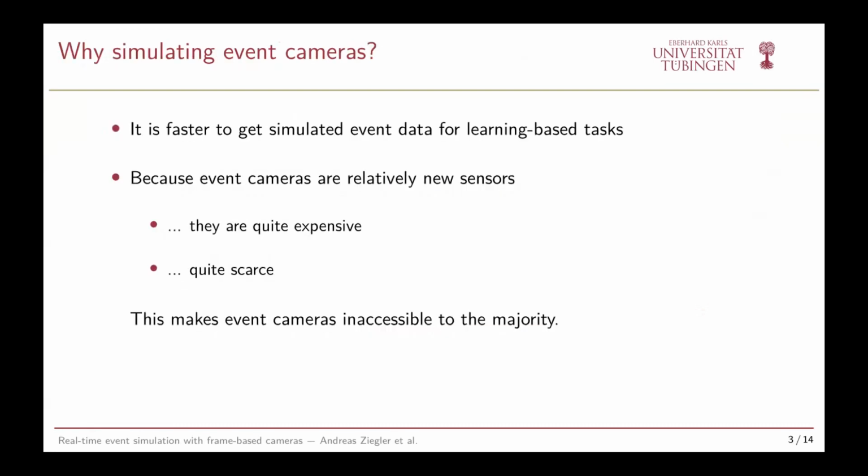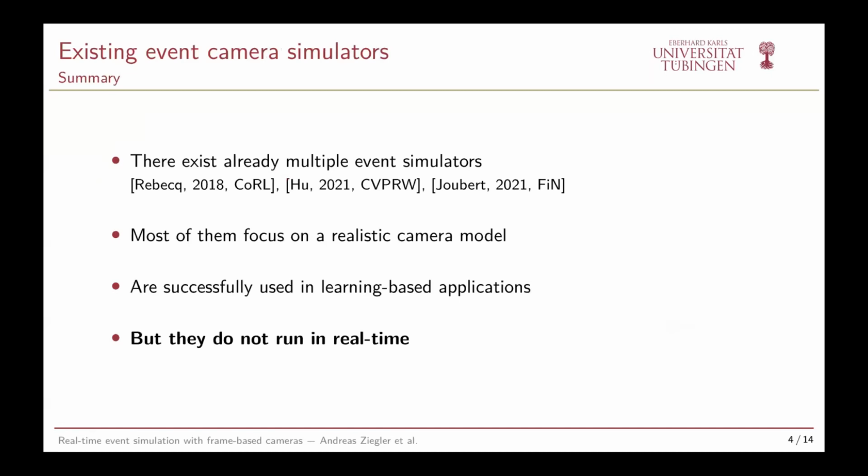Now, why do we want to simulate event cameras? Similar to normal cameras, it is faster to get simulated data for learning-based tasks. And because event cameras are relatively new sensors, they're quite expensive and scarce. This makes event cameras inaccessible to the majority. In the literature, there are already multiple event simulators. Most of them focus on a realistic camera model, and these are successfully used in learning-based applications. However, they do not run in real time, which could be important for robotic applications.